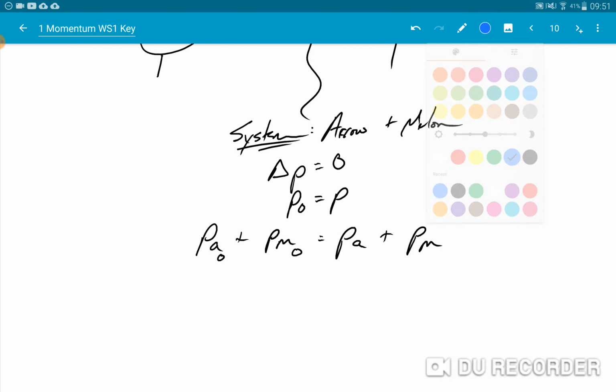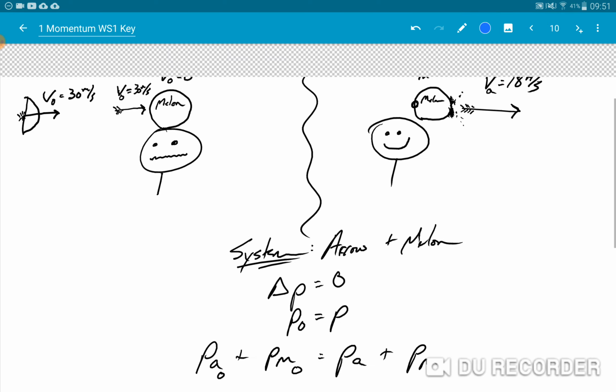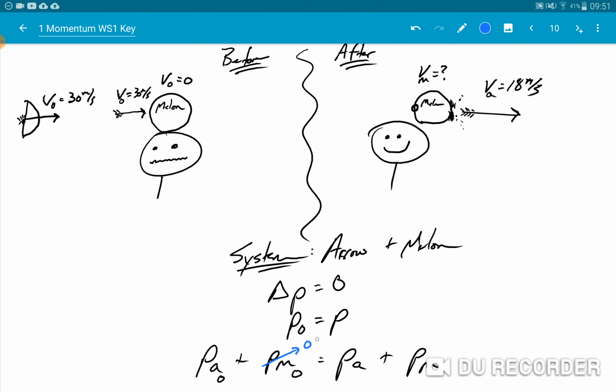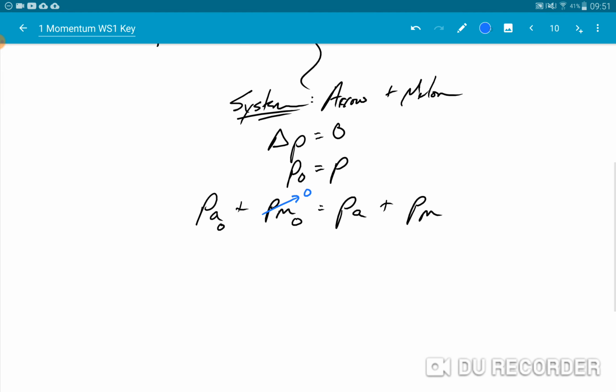Well, do I know any of these things? Well, the melon, we said, is not moving at the beginning here. So this guy is big fat 0. And it looks like we're kind of guessing that both of them are going to be moving afterwards here. Okay, so it's the only one that's 0. Can I put in any values here? Well, this is the mass of the arrow times the velocity of the arrow at the beginning, mass of the arrow, velocity of the arrow at the end, and mass of the melon and the velocity of the melon at the end.